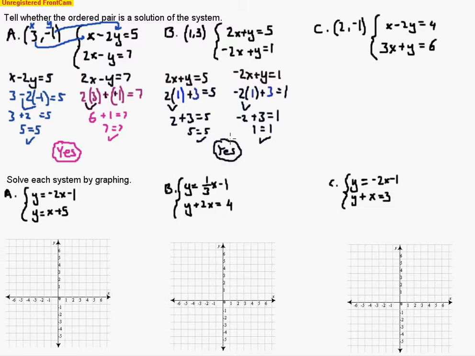That is the solution of the system. Well, one more problem to look at, and this one has (2, -1) as the point. So let's see if it is the solution or not. Let's take the equations, rewrite them. x - 2y = 4, and 3x + y = 6.